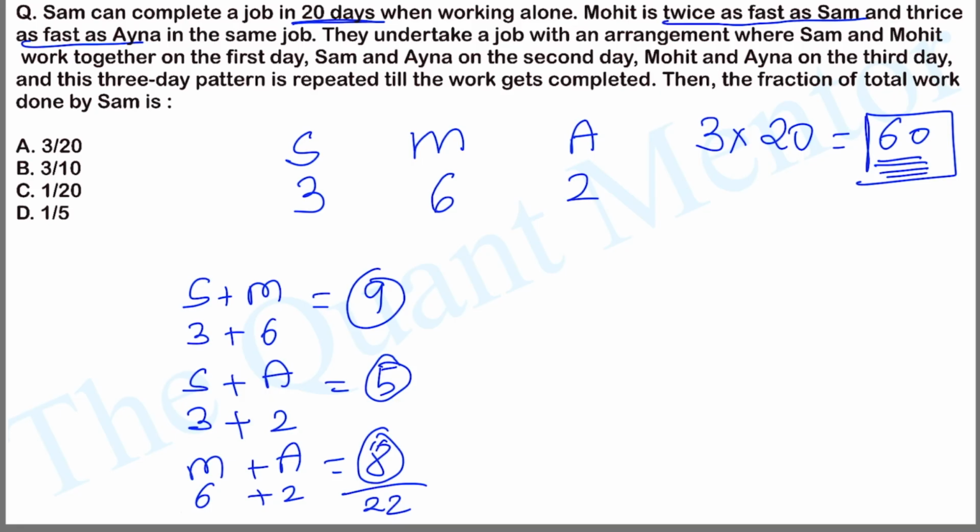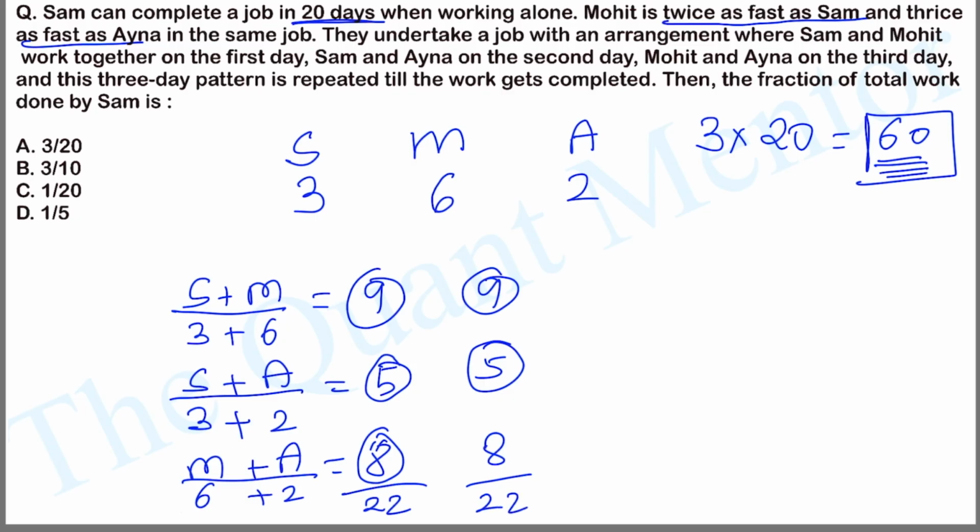On day 4, again 9 units will be done when Sam and Mohit work together. On day 5, 5 units will be completed when Sam and Aina work together. And on day 6, 8 units of work will be done when Mohit and Aina work together. This is again giving you a total of 22 units. Up till now, the total work done is 22 plus 22 or 44 units. And 6 days have passed.